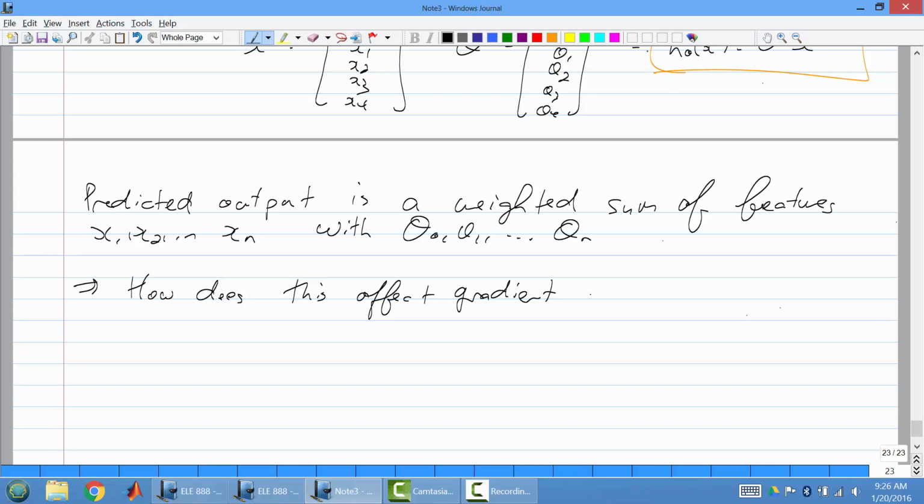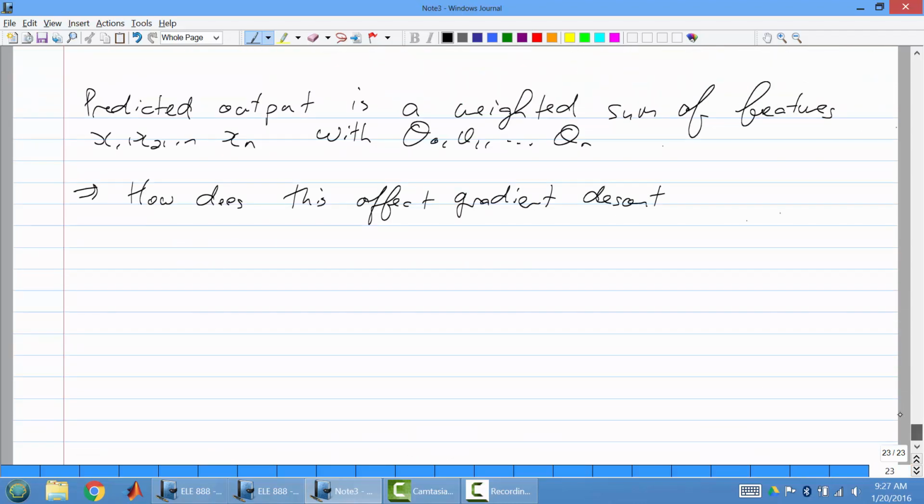All right, so how does this affect gradient descent for finding the best parameters? Okay, so let's go a little deeper.